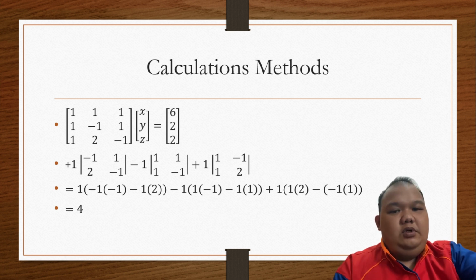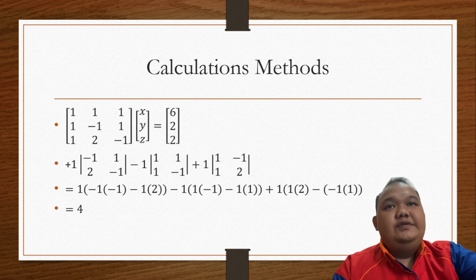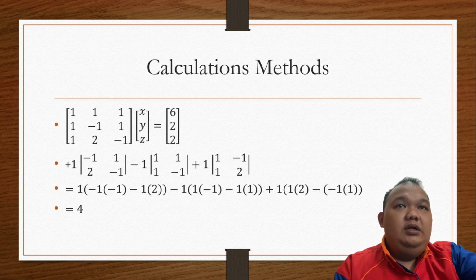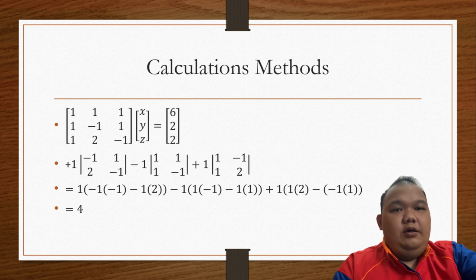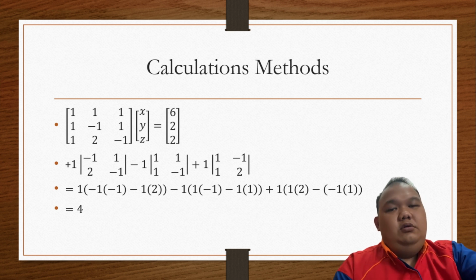So the second step, we must use the sign formula plus minus plus. For the first one is plus 1, open bracket, negative 1, 1, 2, and negative 1, close the bracket, and then negative 1, open bracket, 1, 1, 1, and negative 1, close the bracket. For the third, plus 1, open bracket, 1, negative 1, 1, and 2, close bracket. Alright.